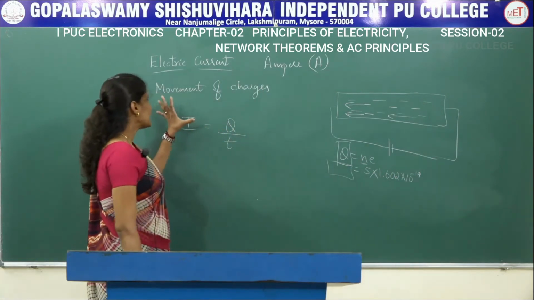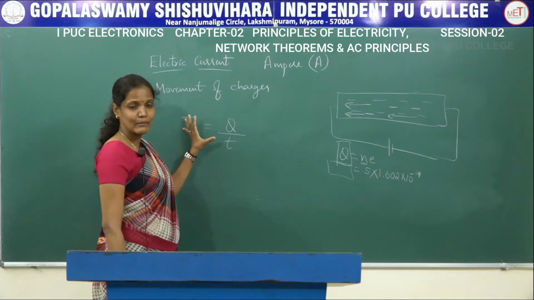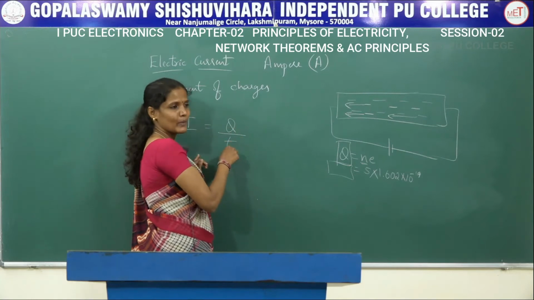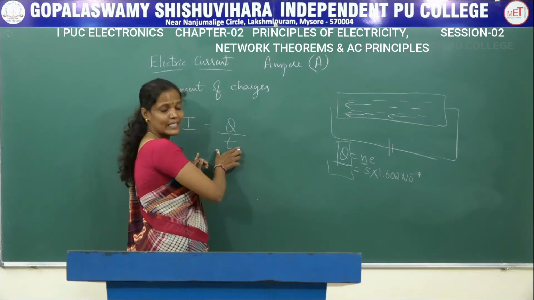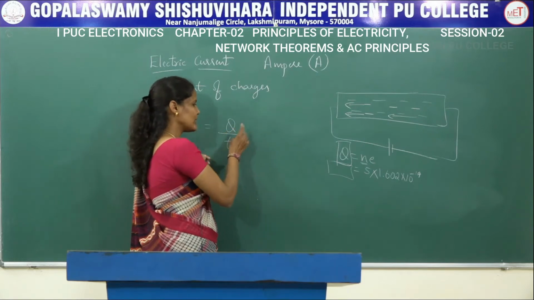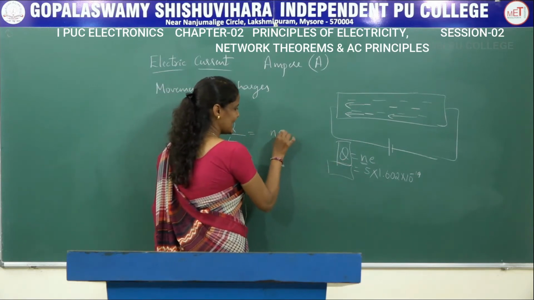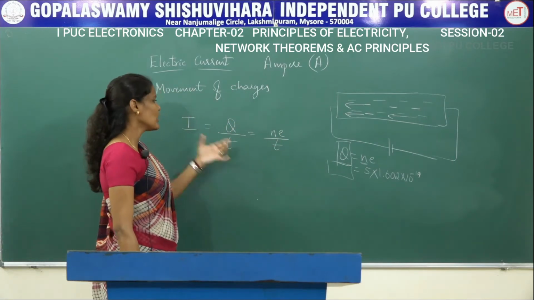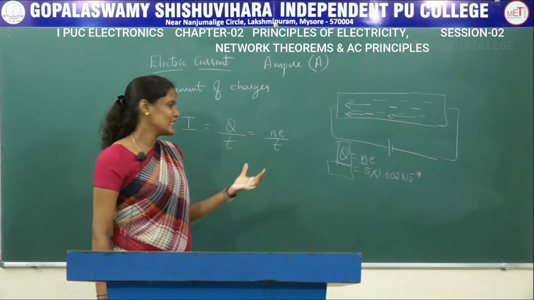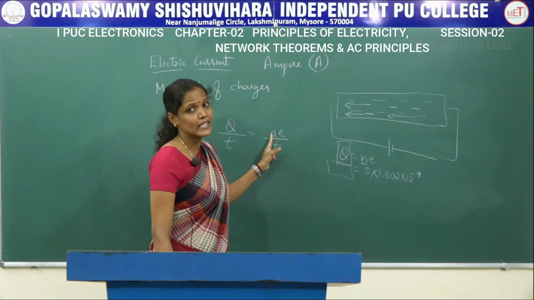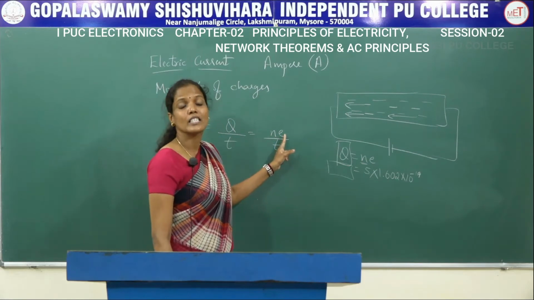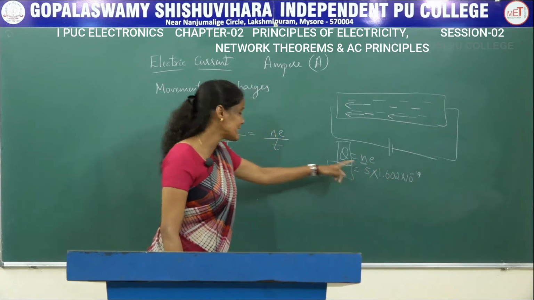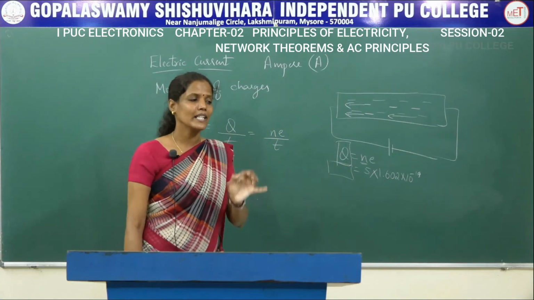So the strength of this electric current is nothing but the rate of flow of charge, that is charge divided by time. So I is equal to Q divided by T, but Q is equal to N into E, so I is equal to N into E divided by T, where N is the number of electrons, E is the charge of an electron, which is equal to 1.602 into 10 to the power of minus 19, and T is the time period in seconds.